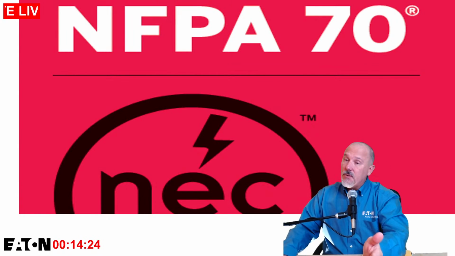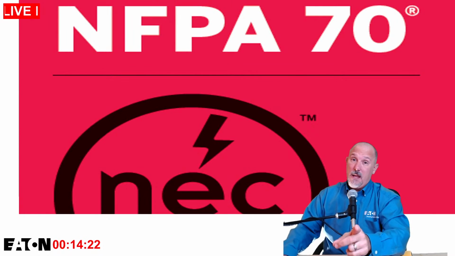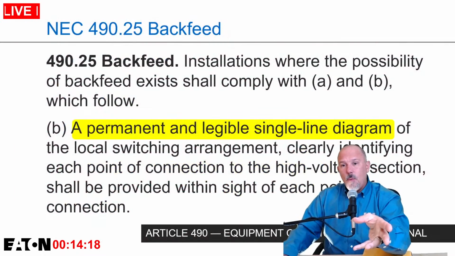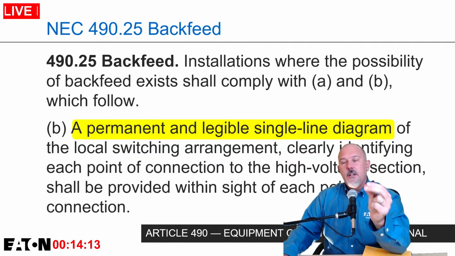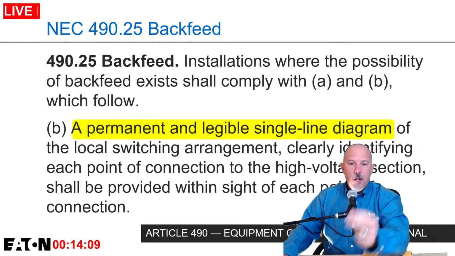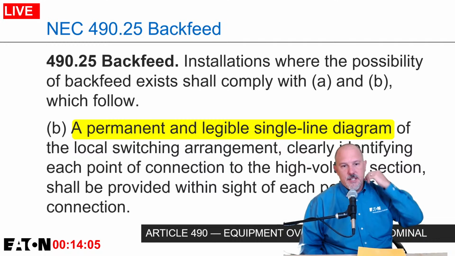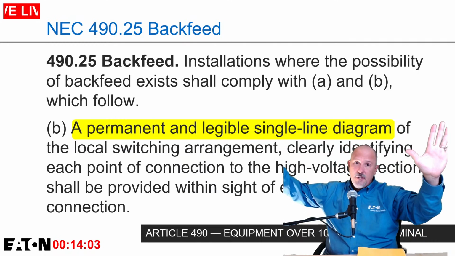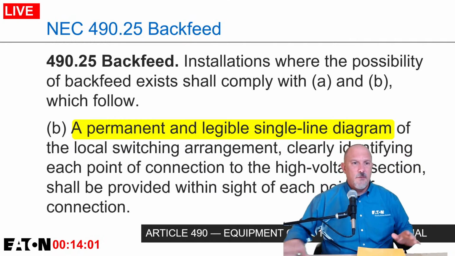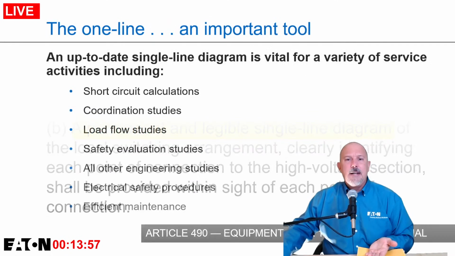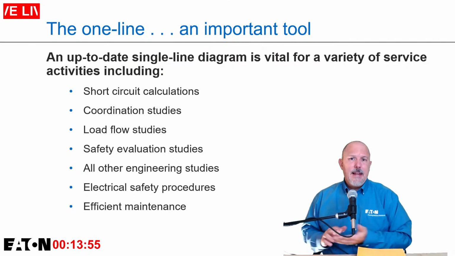Now, the National Electrical Code is a little weak on the one-line diagram, just saying. 490.25 says installations where the possibility of backfeed exists shall comply with A and B, and A says a permanent and legible single-line diagram of the local switching arrangement, clearly identifying each point of connection to the high voltage section. So you'll see these plastered in your medium voltage rooms, etc. I believe that's the only reference that I can find. That's in Article 490 in the National Electrical Code.